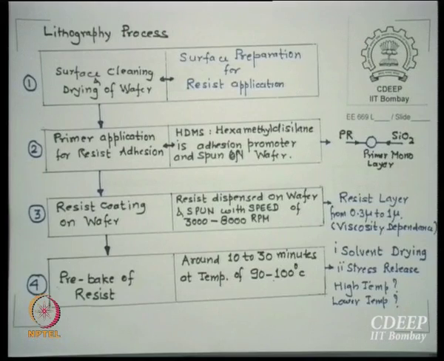Then of course, after the primer, we coat the wafer with resist, and normally there are different dispensers. Earlier we used to put drops through a syringe, now there are automated dispensers which put sufficient small drops onto the wafer, and there is a chuck which is a rotating bowl, with the dispenser on the top. So a fixed amount of resist is dispensed on the wafer, and then we give it a spin which may be of the order of 3000 to 8000 rotations per minute.